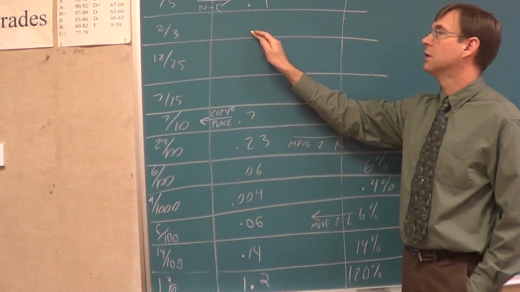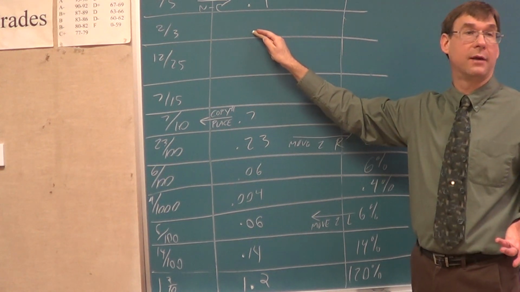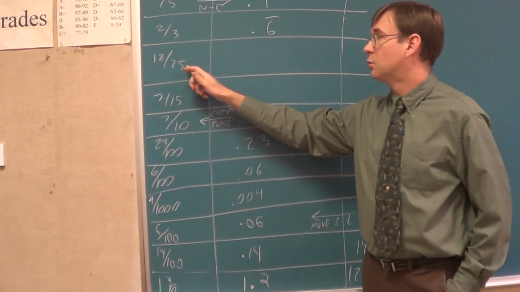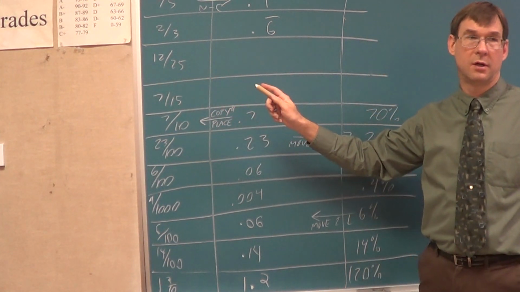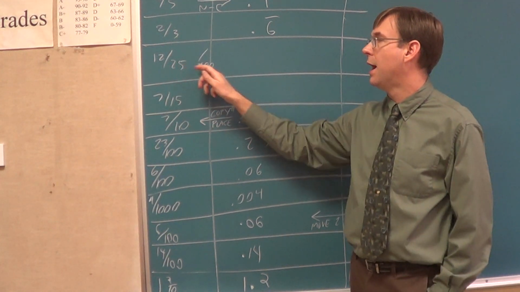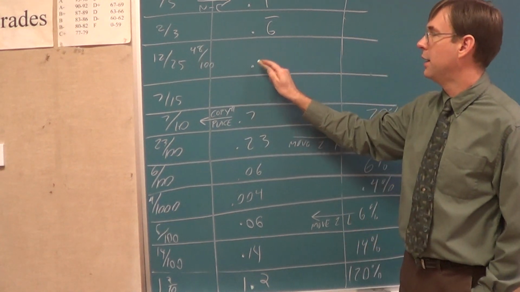So 2/3. Is 2/3 on your chart? Yeah. So let's get anybody who remembers that. 0.6 with a line over it. 12/25, is it on your chart? No. Can you name changer? Yeah. We could turn the bottom into 100 if you multiplied by 4, so the top becomes 48, and the decimal would be 0.48.